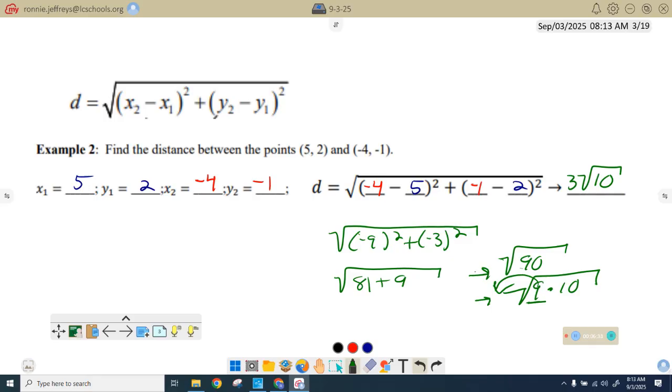Everybody was doing really good until I wrote 3 root 10, didn't you? Then some of y'all just fell off the wagon. Nope. Okay. They were all chatty beforehand.